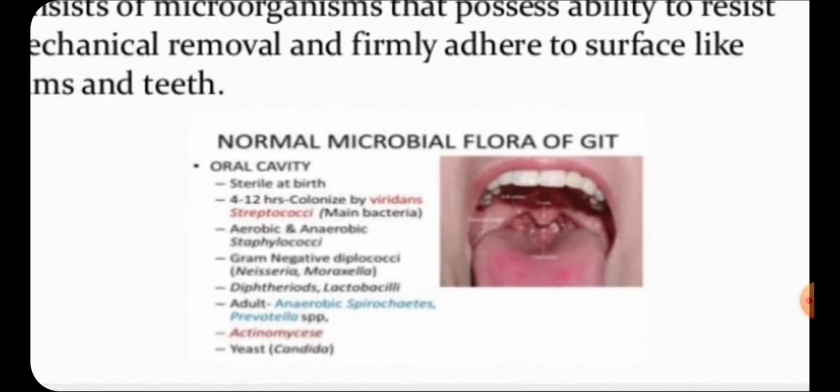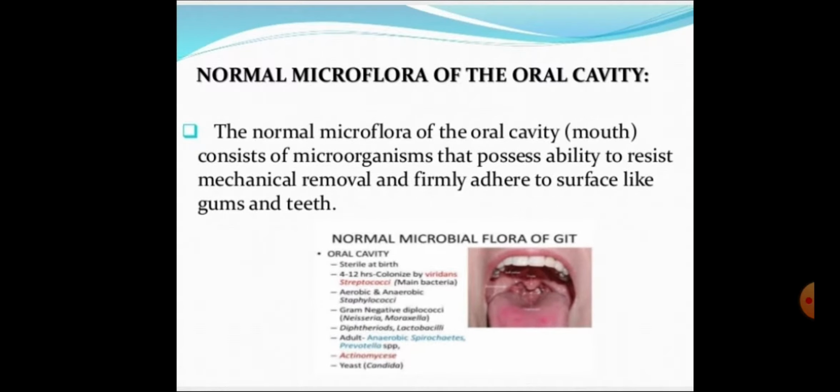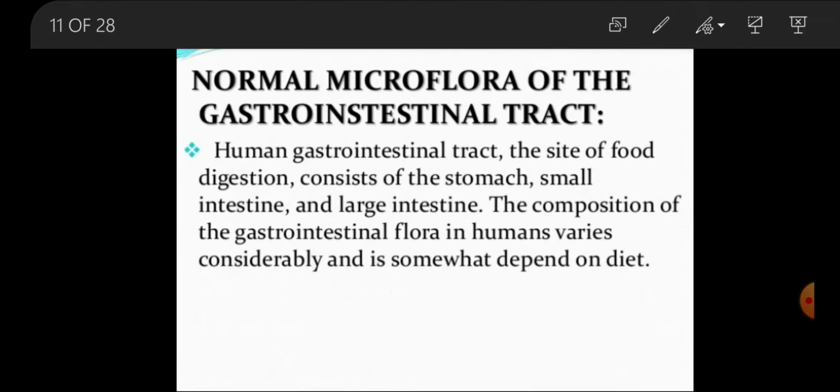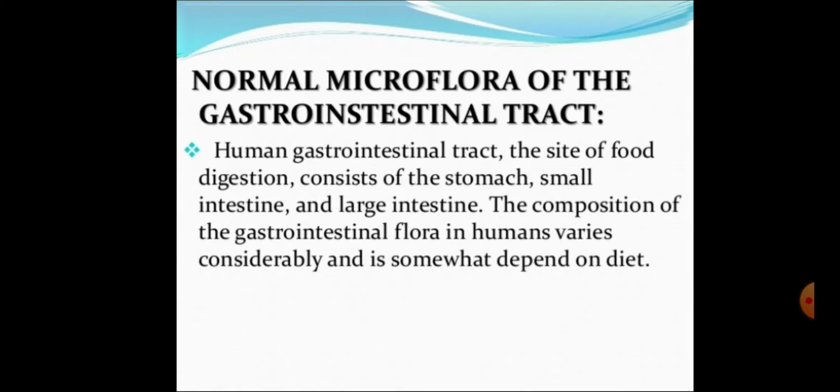These are the gram-negative diplococci and diphtheroids or lactobacilli, etc. In this slide we can show the normal flora of the oral cavity. The bacteria that live in the gastrointestinal tract: the human gastrointestinal tract, the site of food digestion, consists of the stomach, small intestine and large intestine. They live in both intestines. The composition of the gastrointestinal flora in humans varies considerably and somewhat depends on diet.